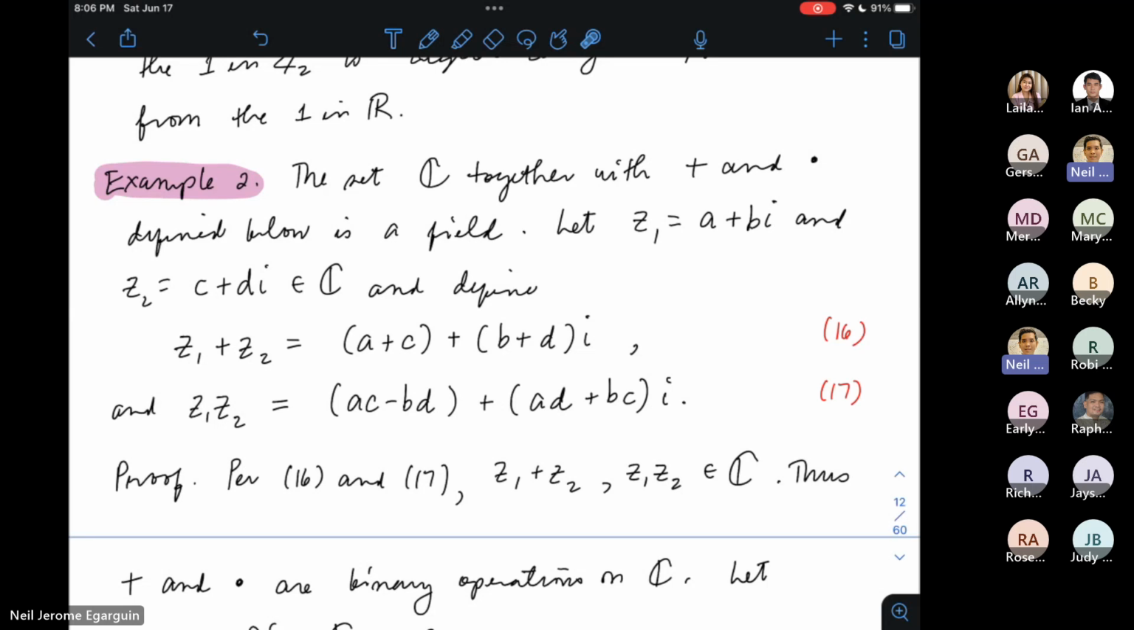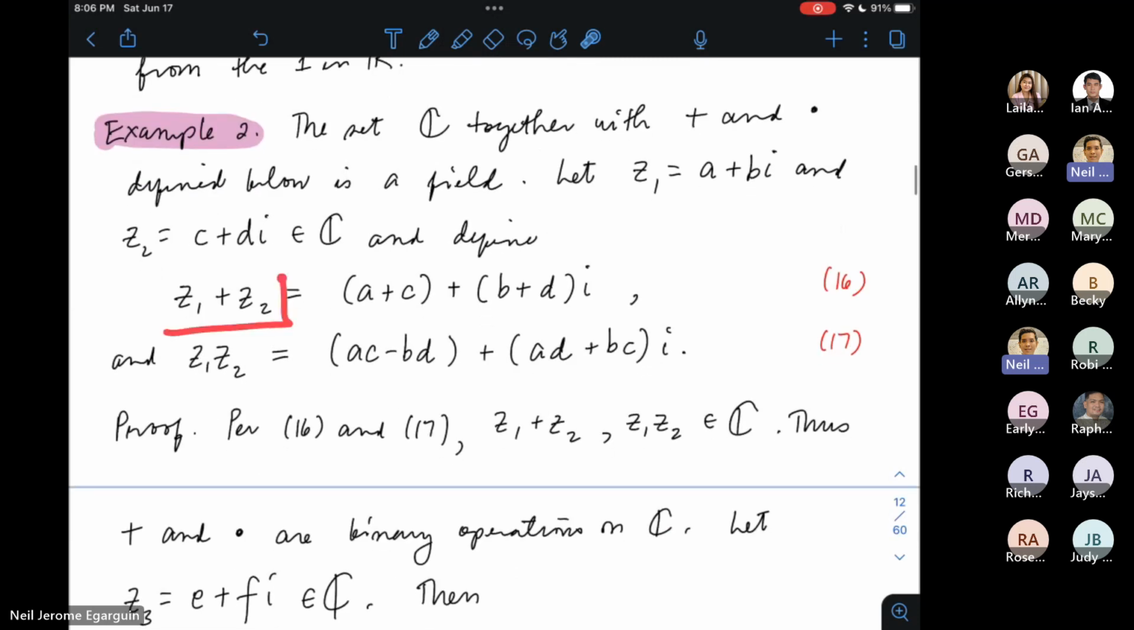Okay, the next example ay sa complex numbers naman. The set of complex numbers together with addition and multiplication defined below ay isang field din. And I think there's a proof here of being a field. So remember, the set C, the set of complex numbers, ay set ng mga numbers ng itsura ay real number plus real number times the imaginary constant I or the imaginary unit I. So lahat ng elements ni Z ay pwede nating isulat in this way. All right? And then the addition and multiplication are defined as follows.